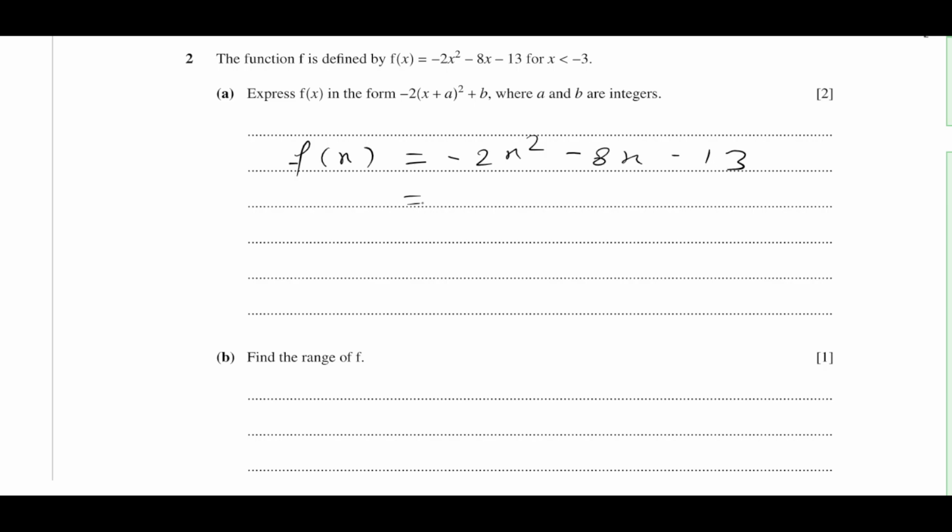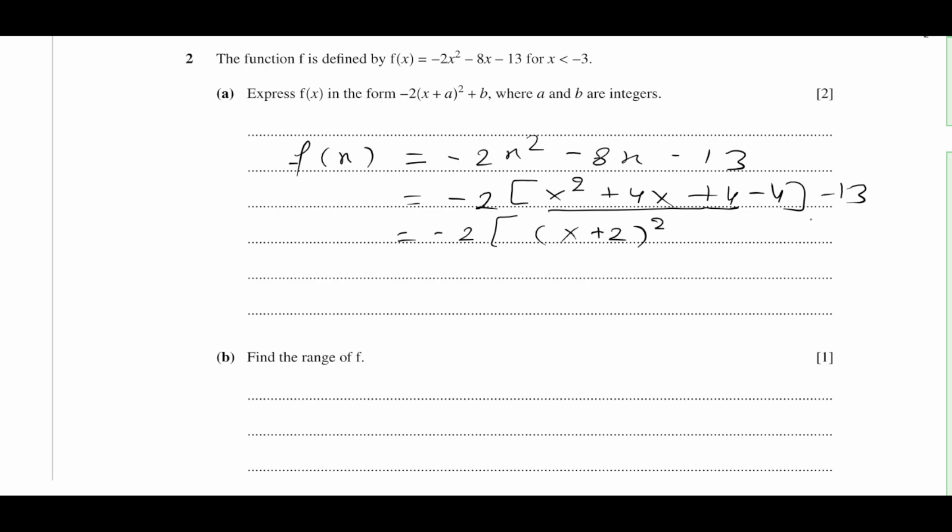So what we do, we first take this minus 2 common. So here it is x square plus 4x. Okay. Then half of 4 is what? 2. Square of 2 is 4. So I will add 4, subtract 4, and outside I will write minus 13. Okay. Now this is minus 2. These three terms will become x plus 2 the whole square. Then this minus 4 times minus 2 is plus 8 and minus 13.